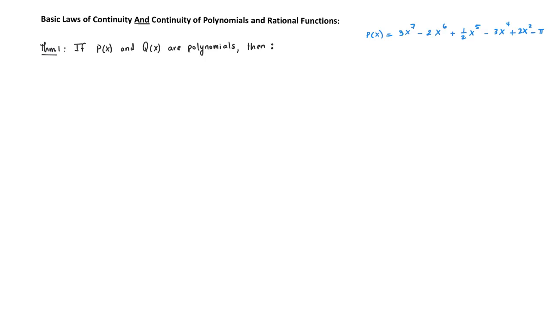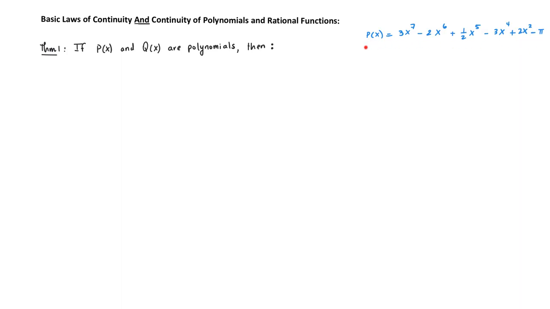And what the first part of this theorem is going to tell us is that all polynomials are continuous everywhere in their domain. And if you recall, the domain of any polynomial consists of all real numbers. Every single real number is in the domain of a polynomial.